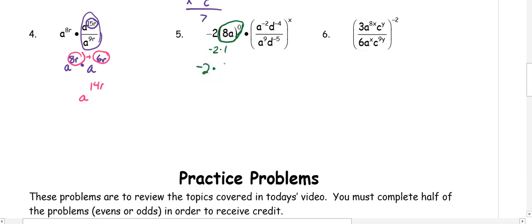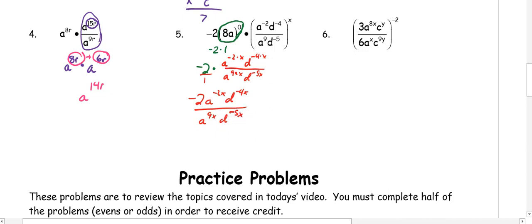negative 2 times the quantity, and we can multiply all of our exponents in that parenthesis with the x. So when we do that, we have a to the negative 2 times x, d to the negative 4 times x, over a to the 9 times x, and d to the negative 5 times x. So this 2, because we could write it as 2 over 1, is going to go into the numerator. So we have 2 a to the negative 2x, d to the negative 4x, all over a to the 9x, d to the negative 5x.